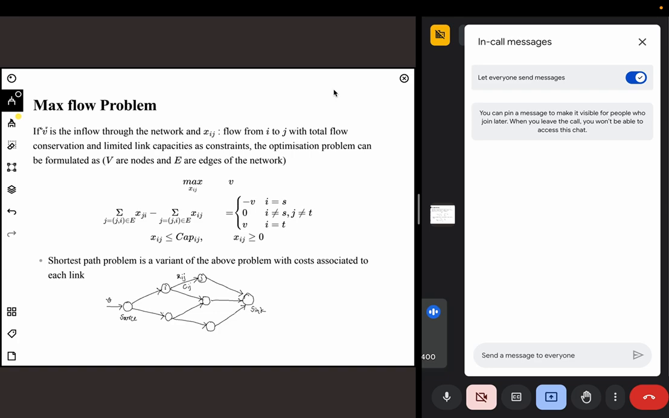And of course, the physics also states that there are no storages or anything, so that if you take any particular node, whatever is coming in should be equal to whatever is going out. That is another constraint that we have. So that is a flow conservation constraint. One is a flow conservation constraint, and the other one is a capacity constraint. This is essentially my flow conservation. This is my capacity constraint.